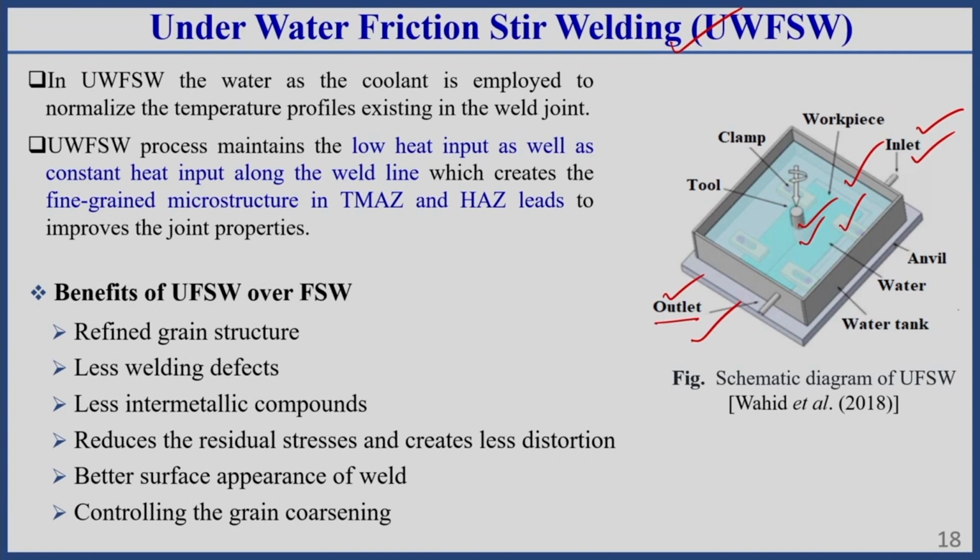So this full welding process takes place with the tool as well as the workpiece welding zone under the water. That is why in this process we can maintain a low heat input as well as a constant heat input along the weld line, which creates a fine grain microstructure in the TMAZ zone as well as the heat affected zone, which leads to significantly improved joint properties. You should keep this in mind. That is why here I have written the different benefits of the underwater friction stir welding process, which is represented as UFSW. The benefits are that it refines the grain structure due to underwater cooling. It has fewer welding defects, less intermetallic compound, reduces residual stresses, and also creates less distortion. Okay. It has a better surface appearance of the weld, and grain coarsening can also be controlled here. Okay.